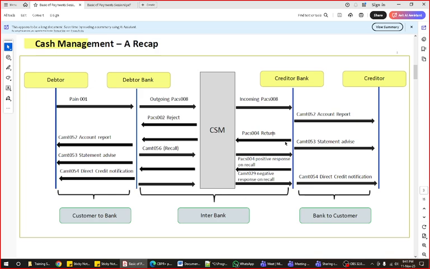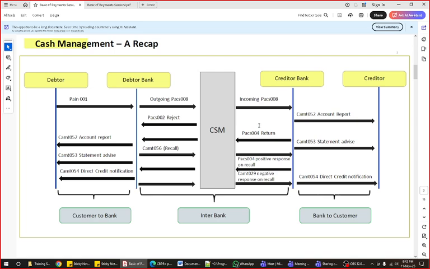If you want to accept it, it means you have to send the payment back. The returning of the payment is done with a message called PACS 004 return, which is exactly vice versa of the incoming PACS 008 message. The debtor becomes creditor, and the creditor becomes debtor here. That's the only thing.